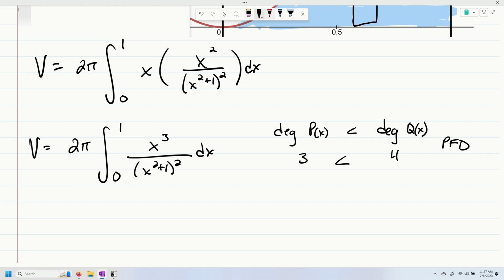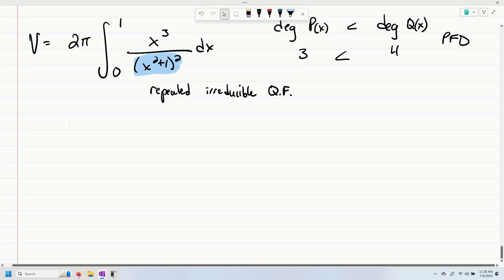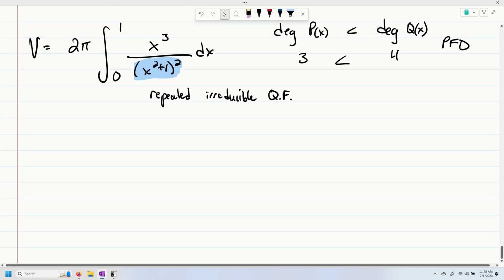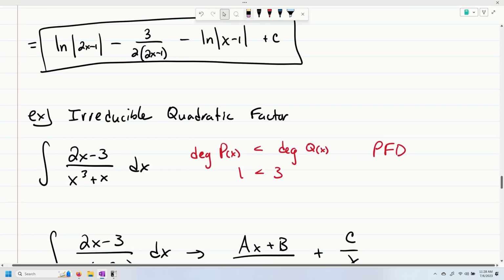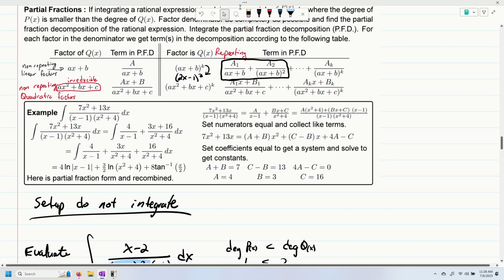But here we have a repeated irreducible quadratic factor. So when we go to set this up, like I said, we're going to have to use our other technique again. So x to the third over x squared plus 1 quantity squared. And I'm going to go ahead and scroll up so I can get that, because I forget what that looks like right now. So here's all the work that we did.